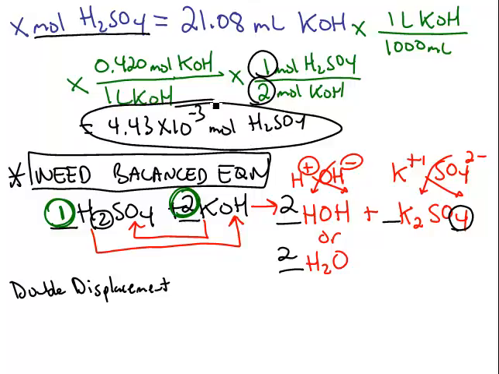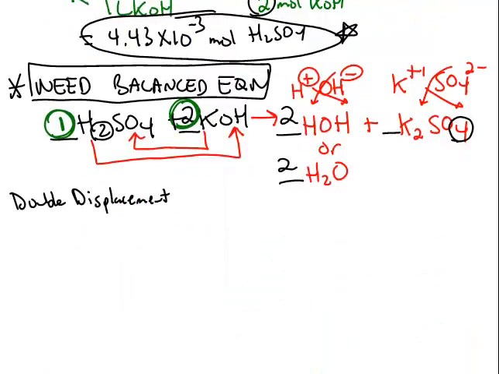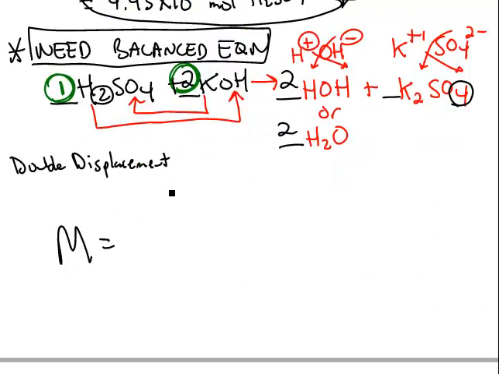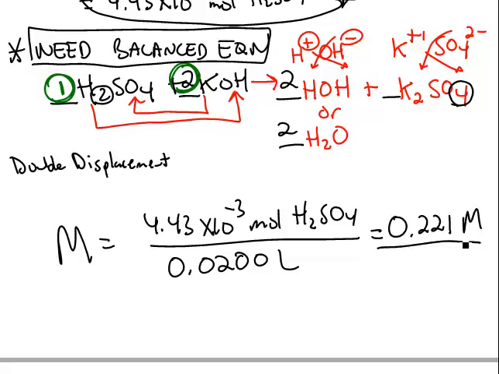That's not the final answer, because remember we were looking for molarity. We have the liters and we found the moles, so now we have both parts. Now we can calculate the molarity. 4.43 times 10 to the -3 moles of sulfuric acid divided by 0.200 liters of sulfuric acid solution gives you a final answer of 0.221 molar.